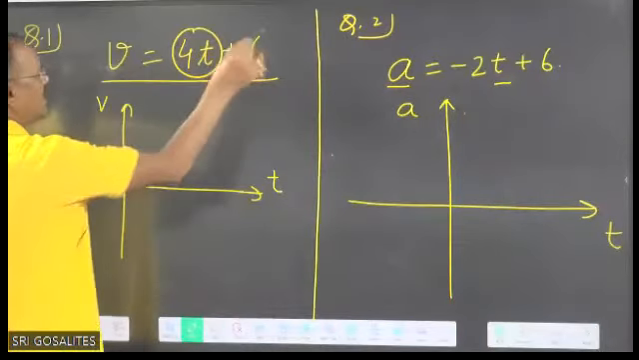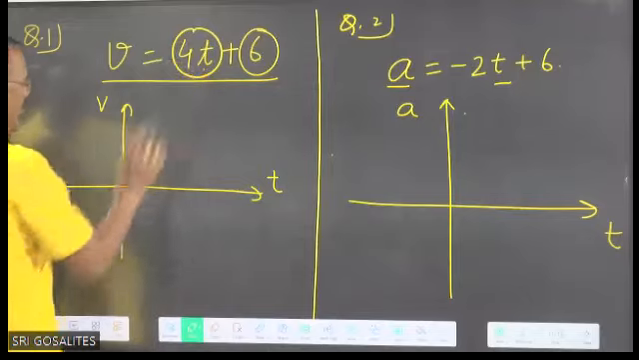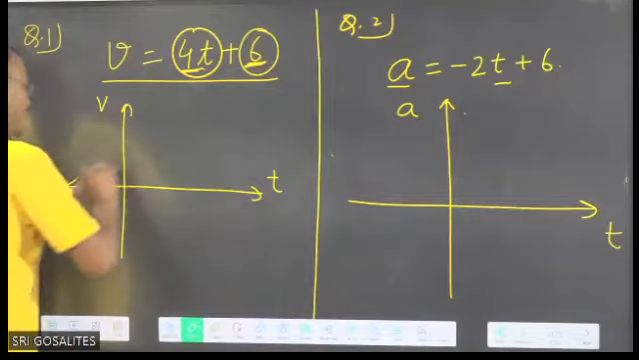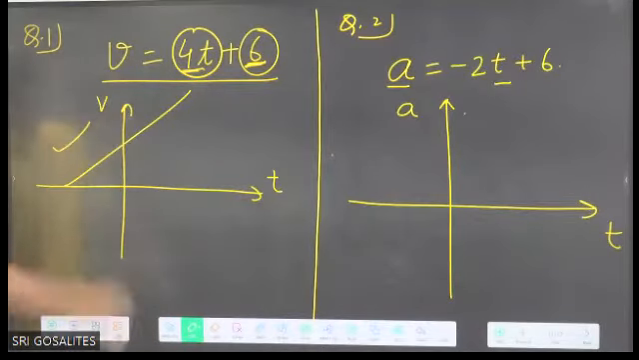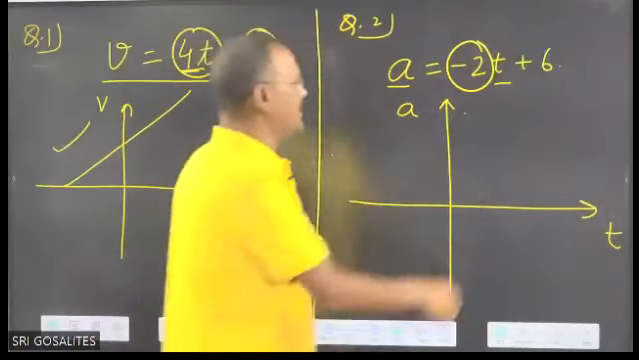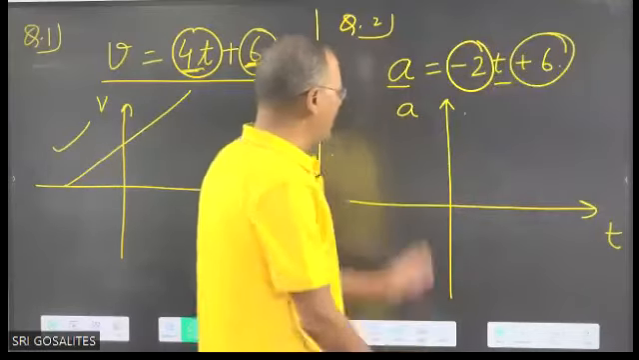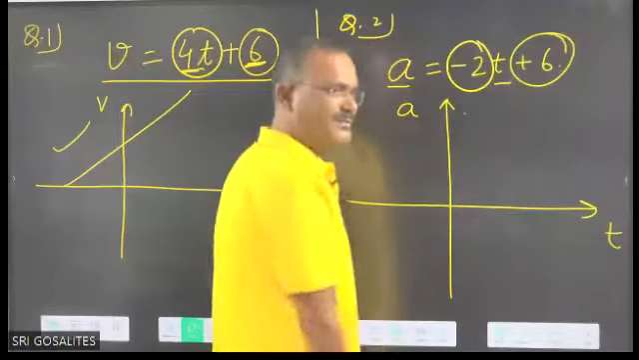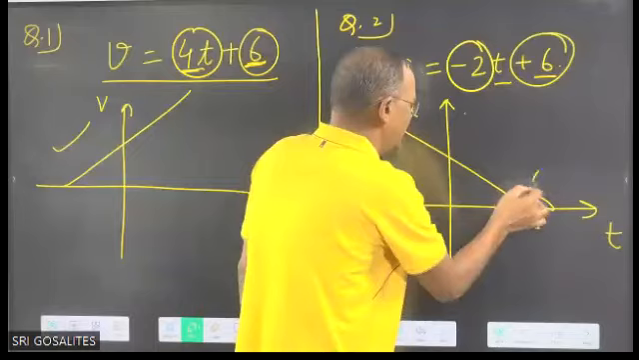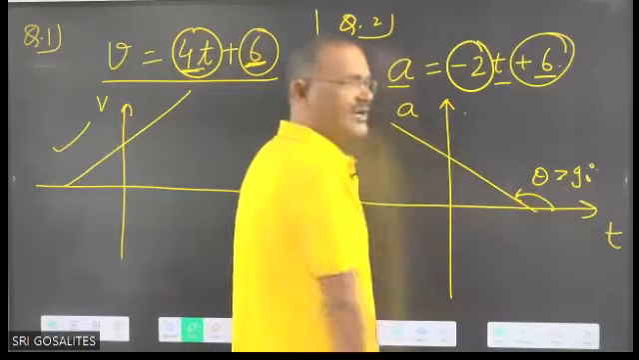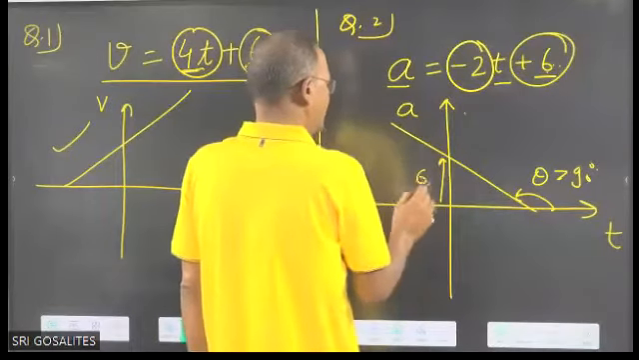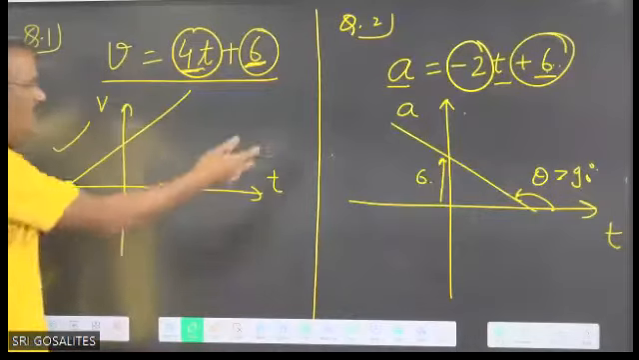This is mx plus c. Okay, so slope will be positive. Intersection is also positive. How will the line be? This way. First answer. Second, slope is negative. Intersection is positive. Negative slope means the line will make an obtuse angle, but it will cut the plus y axis. So the line will be like this. See, theta is more than 90, so that tan theta will be negative, but intersection is positive. This 6. Okay, copy this.